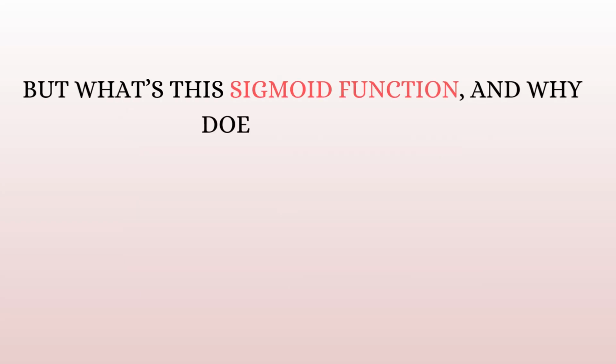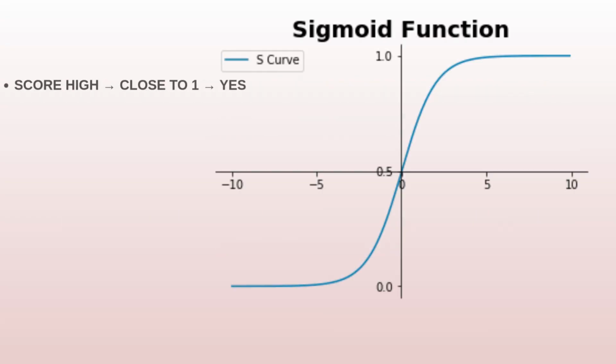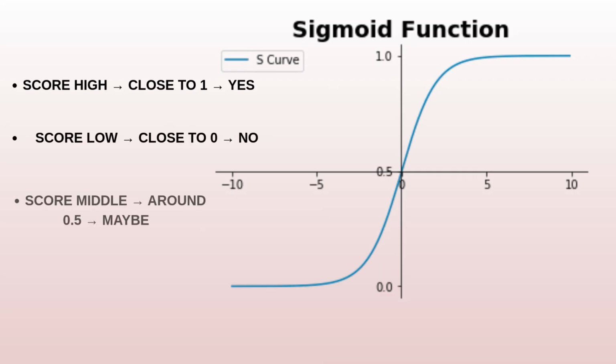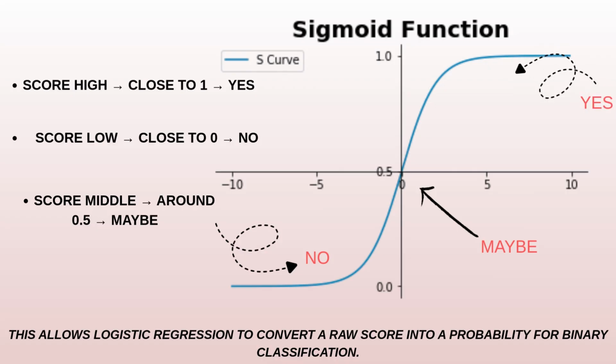But wait, what exactly is the sigmoid function and why does it matter? It works by turning any number into a value between 0 and 1. High numbers are close to 1, which is a yes, low numbers are close to 0, which is a no, and middle numbers around 0.5 are a maybe. Sigmoid creates the famous S-curve of logistic regression. As you can see in the diagram, on the left it is definitely no, in the middle a maybe, and on the right definitely yes.